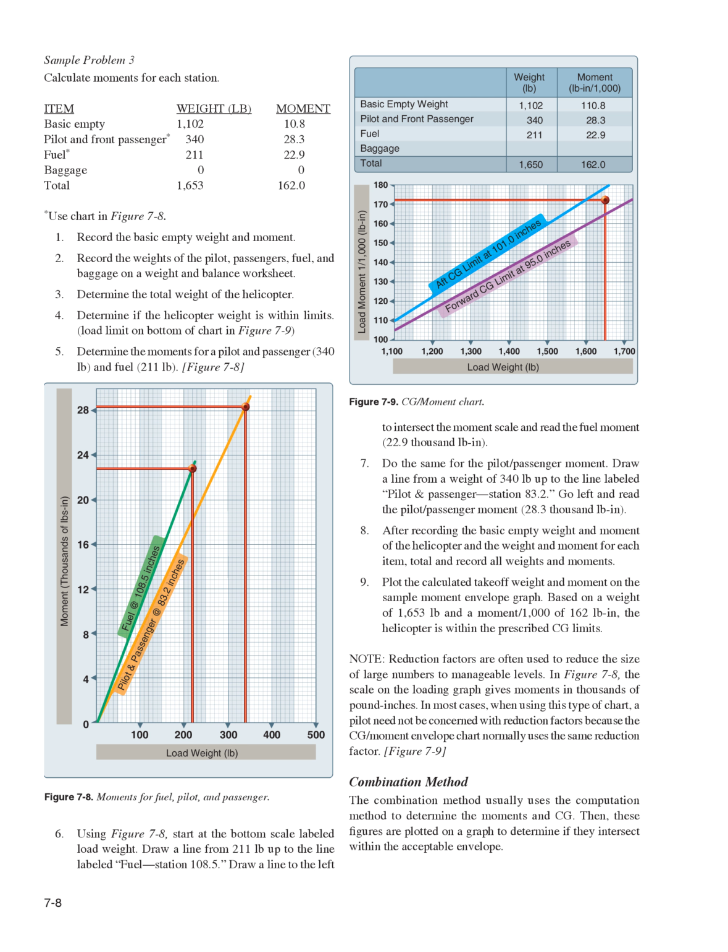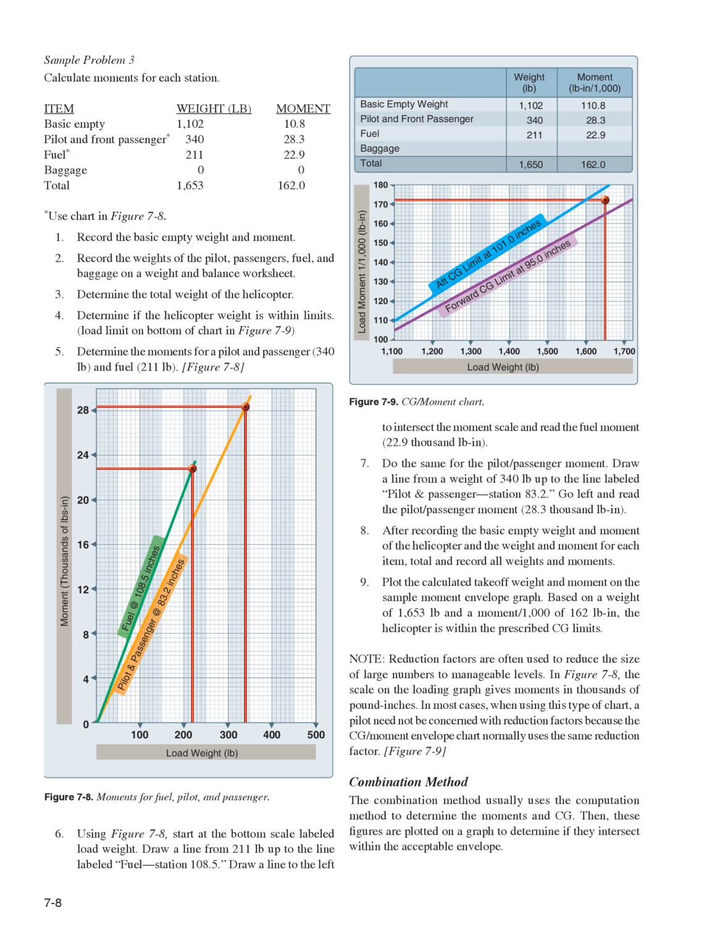8. After recording the basic empty weight and moment of the helicopter and the weight and moment for each item, total and record all weights and moments. 9. Plot the calculated takeoff weight and moment on the sample moment envelope graph. Based on a weight of 1,653 pounds and a moment/1,000 of 162 pound-inches, the helicopter is within the prescribed CG limits.